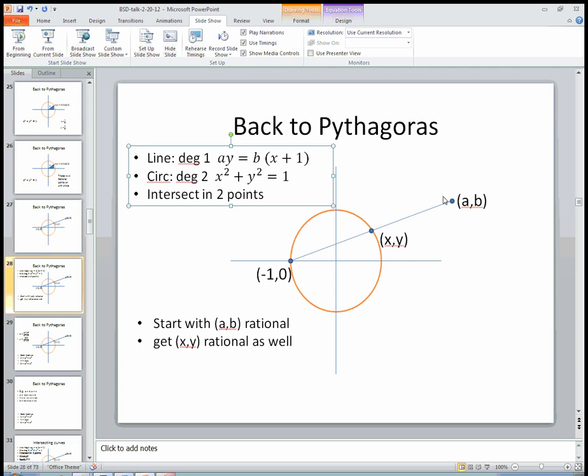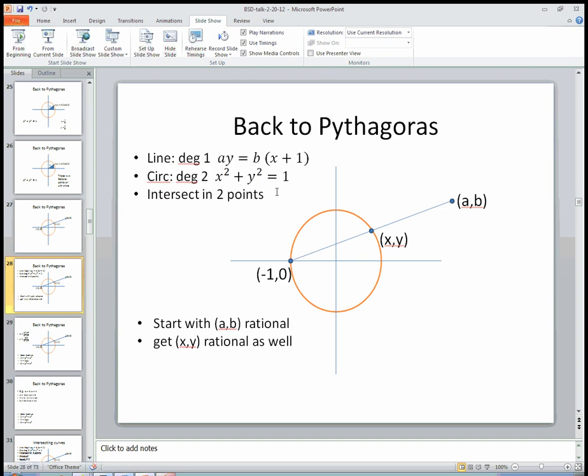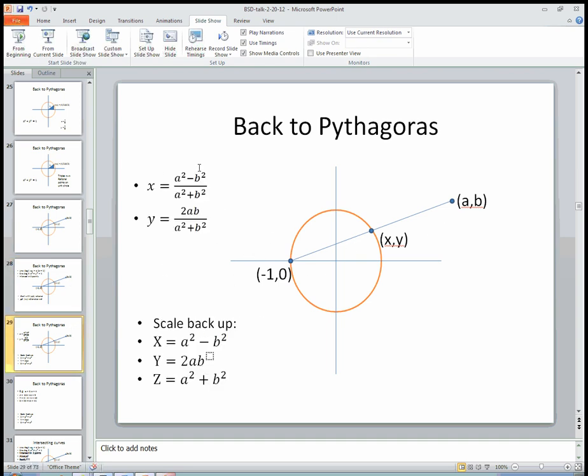The claim I have, and I'm not going to go through the details of this, but I'll show you the algebra, you can check it yourself, is that if I start with a and b rational, or integers, actually, to be really simple if you want, and I do this intersection, then x and y are going to be rational as well. When you combine these two equations to find this intersection, you get these explicit formulas. X turns out to be a squared minus b squared over a squared plus b squared, and y is 2 times a times b over a squared plus b squared.